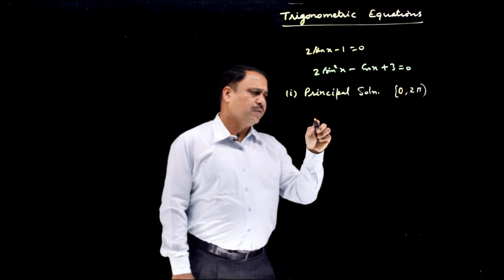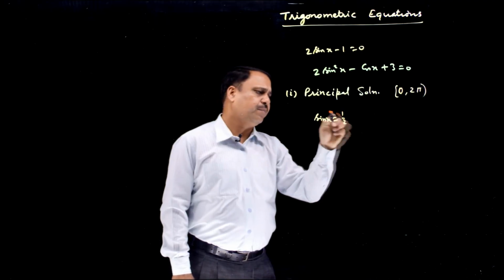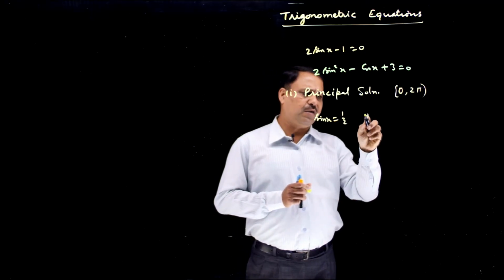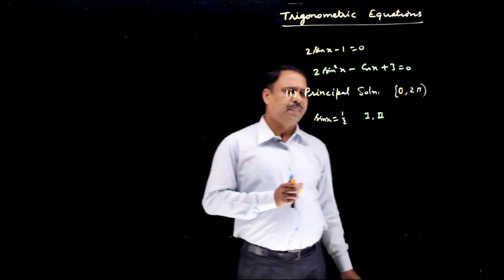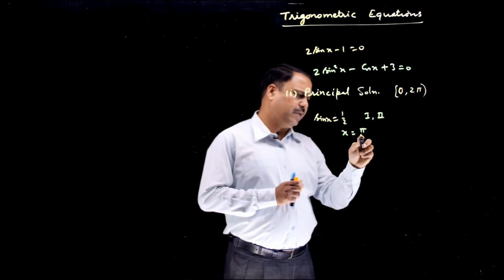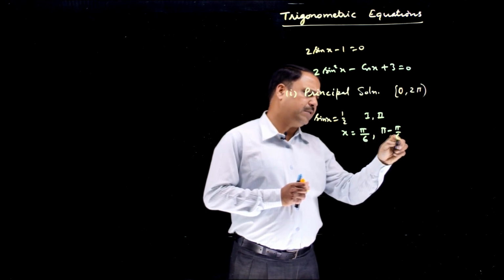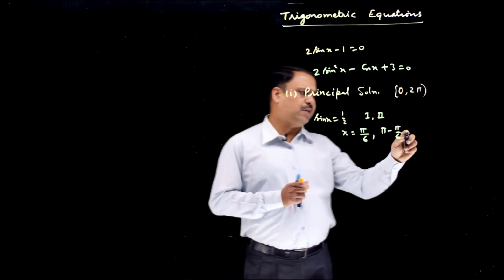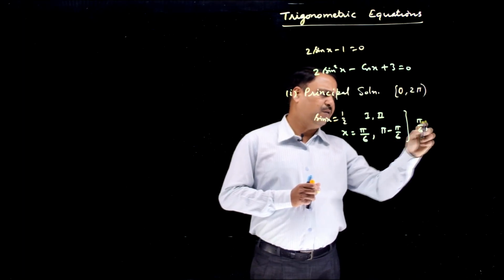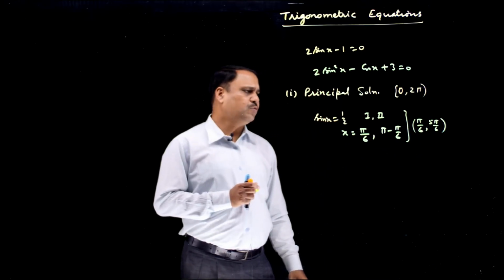For example, this question I am taking, sin x is equal to half. So first of all we will check what is the quadrant. Sin is positive in first quadrant and second quadrant. So my answer will be x is equal to pi by 6, 30 degree, comma, in second quadrant it will be pi minus pi by 6. So these are two solutions, that means sin x is equal to half will have two answers, pi by 6 and 5 pi by 6.